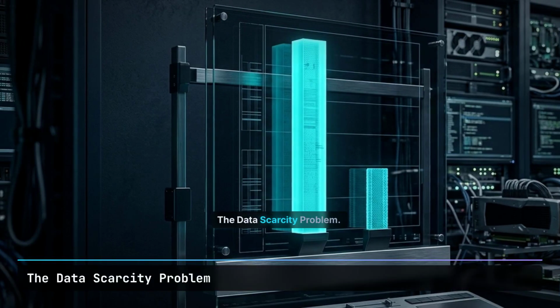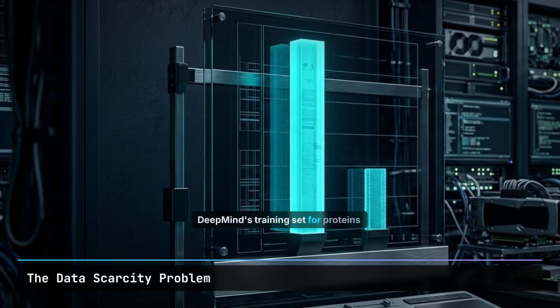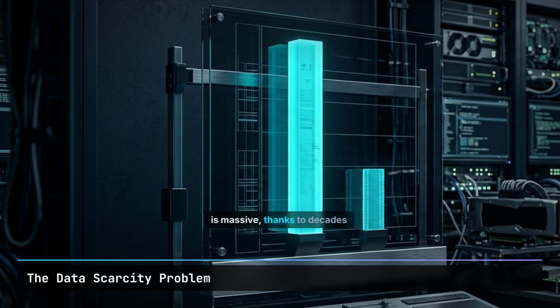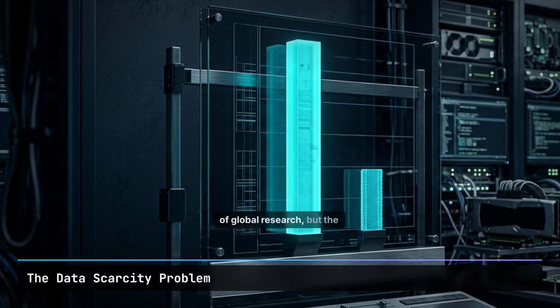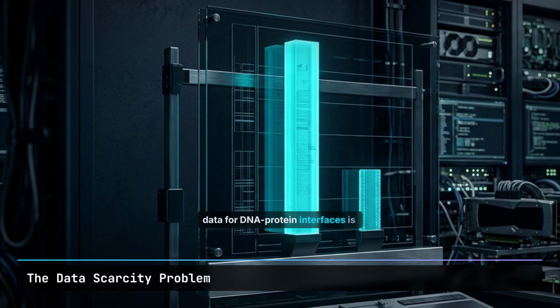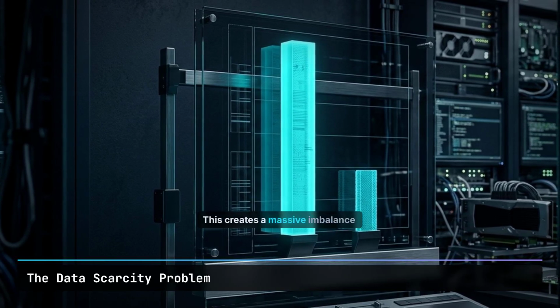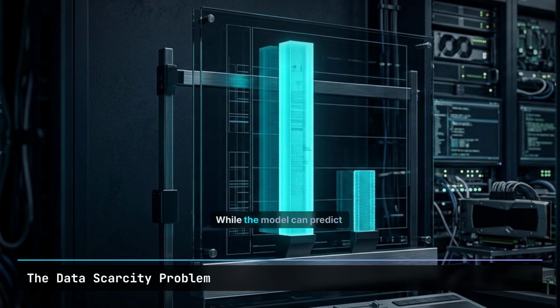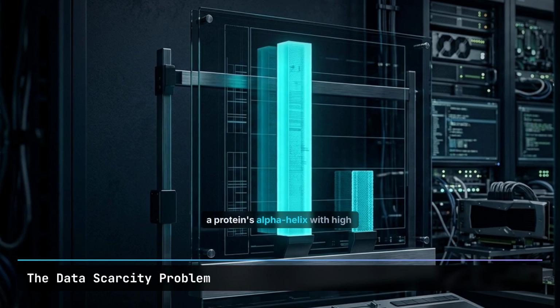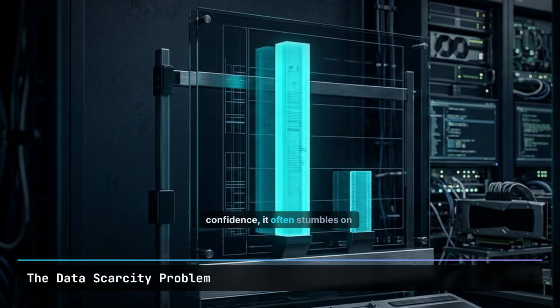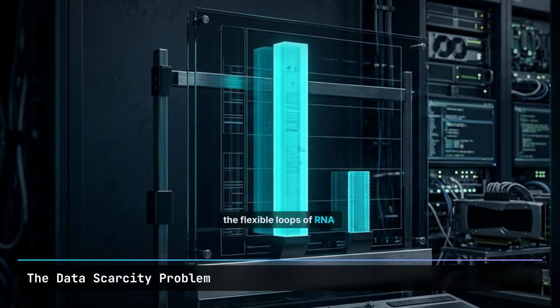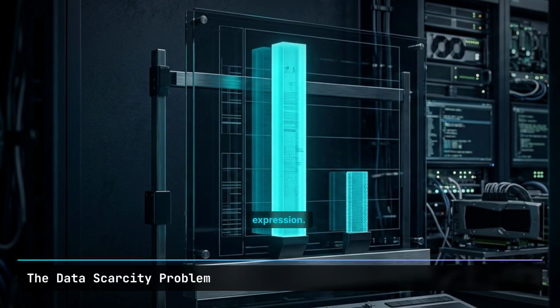The data scarcity problem. DeepMind's training set for proteins is massive, thanks to decades of global research, but the data for DNA-protein interfaces is several orders of magnitude smaller. This creates a massive imbalance in the weights. While the model can predict a protein's alpha helix with high confidence, it often stumbles on the flexible loops of RNA that are critical for gene expression.